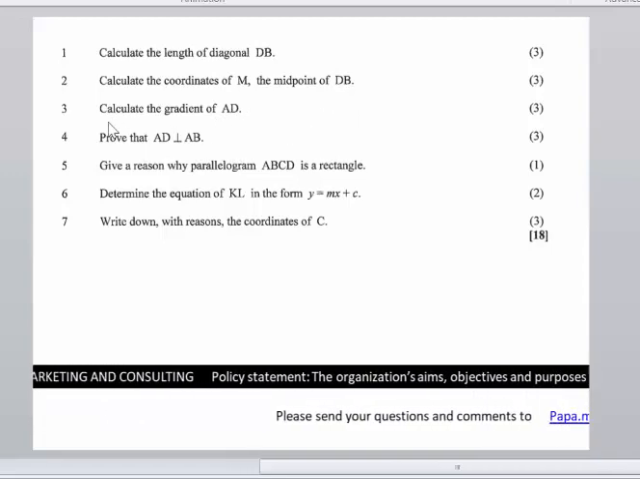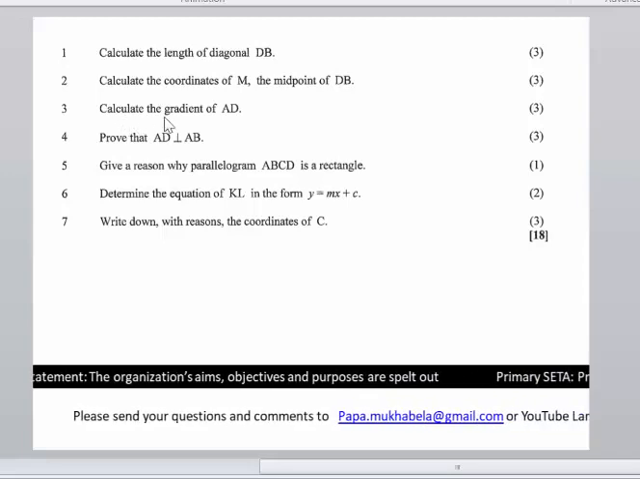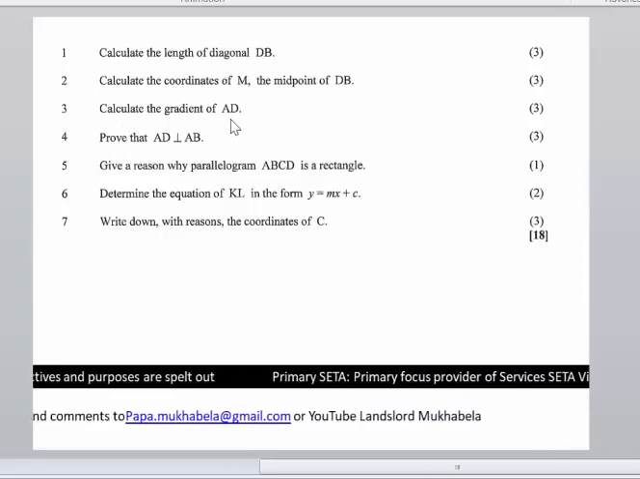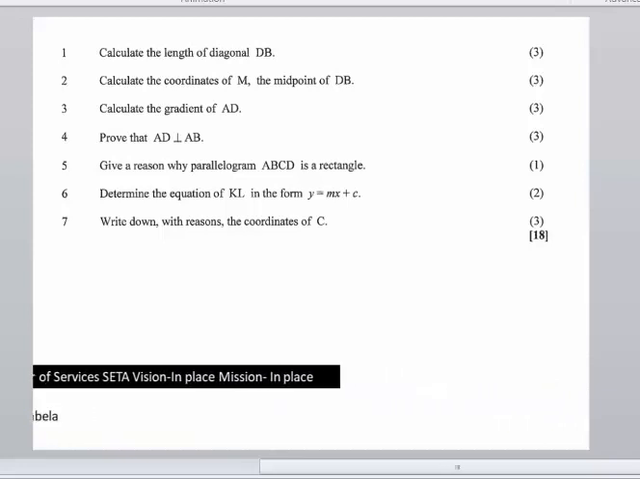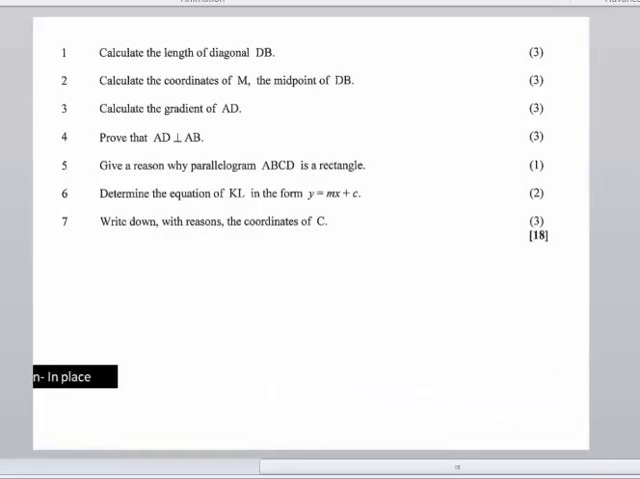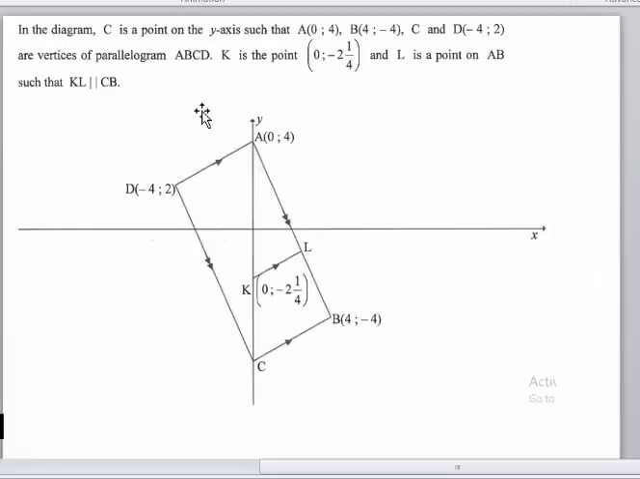Lastly, we will look at how to calculate the gradient of AD. So let's go back to the diagram, AD. We know DB is from here to there. Now AD is from there to there. So this is what you need to calculate as the gradient. You know the points, so let's go ahead and answer the question.